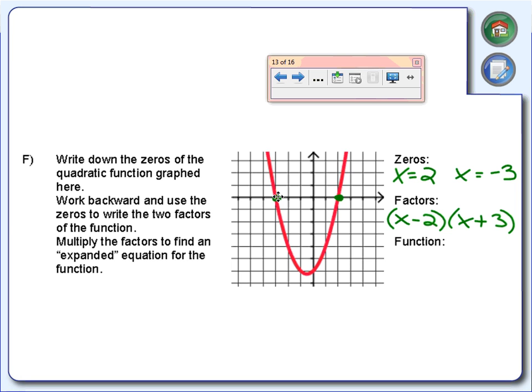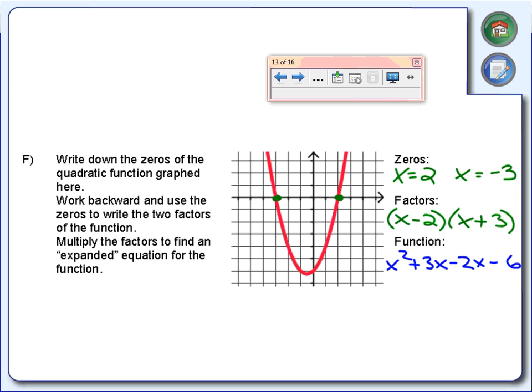Since I have the factors, now I can actually use some FOIL method here and expand this to come up with the equation in our standard form. So let's go ahead and go through some FOIL. The x times the other x is going to give us an x squared. The x times the 3 would give us a 3x. A negative 2 times x is a negative 2x. And a negative 2 times 3 is a negative 6. But I'm not going to stop there. I'm going to simplify that.